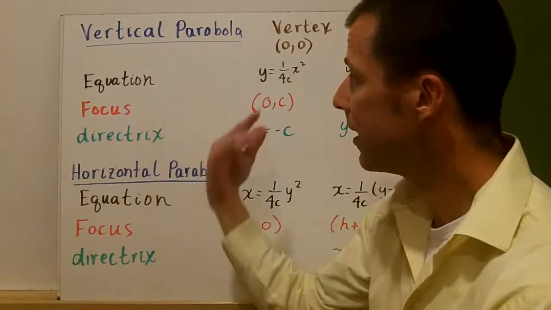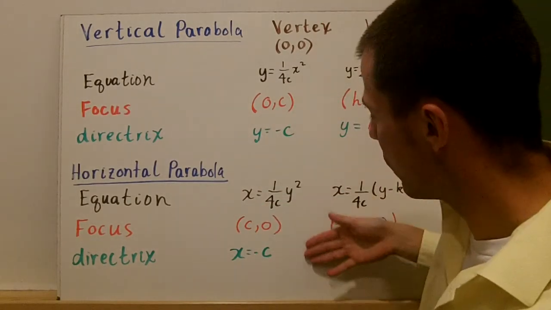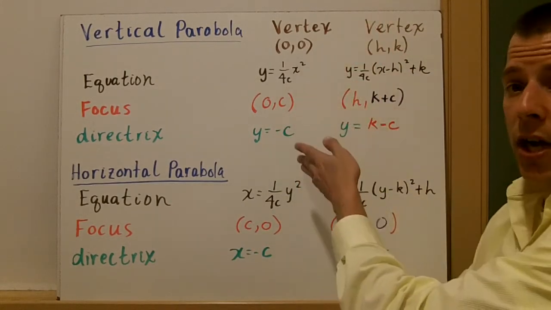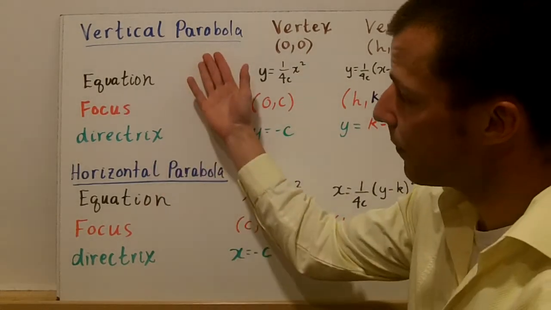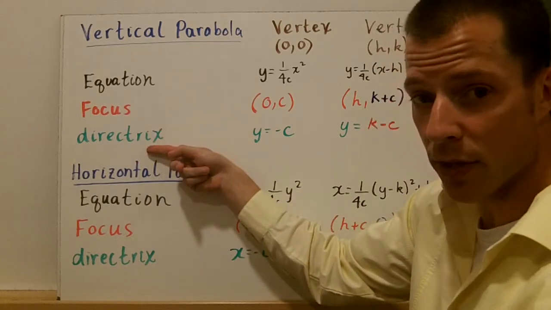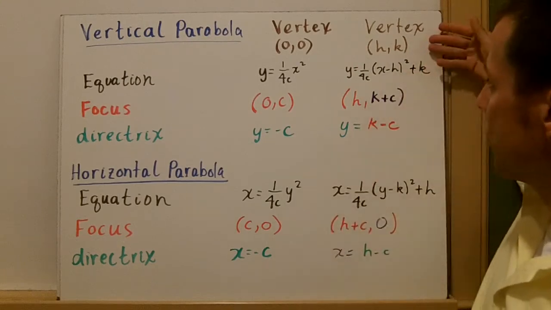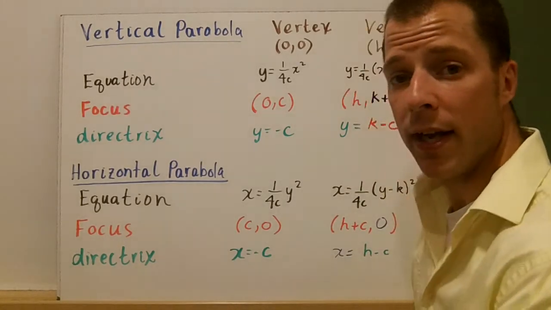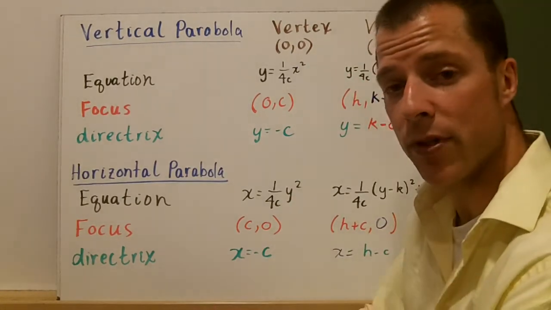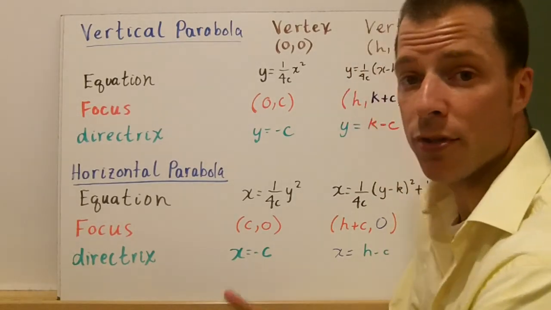Okay, so what this slide says just summarizes what we're talking about. The first vertical column is all the examples we did, and then the second column is when we have a vertex that's other than 0, 0. So we have the vertical parabola and the horizontal parabola, the equation, the focus, and directrix of each for the vertex equaling 0, 0 and the vertex equaling something other than 0, 0. So we've already talked about all these, but let's pay attention to what happens when we change the center of the parabola. The vertex is going from 0, 0 to h, k.